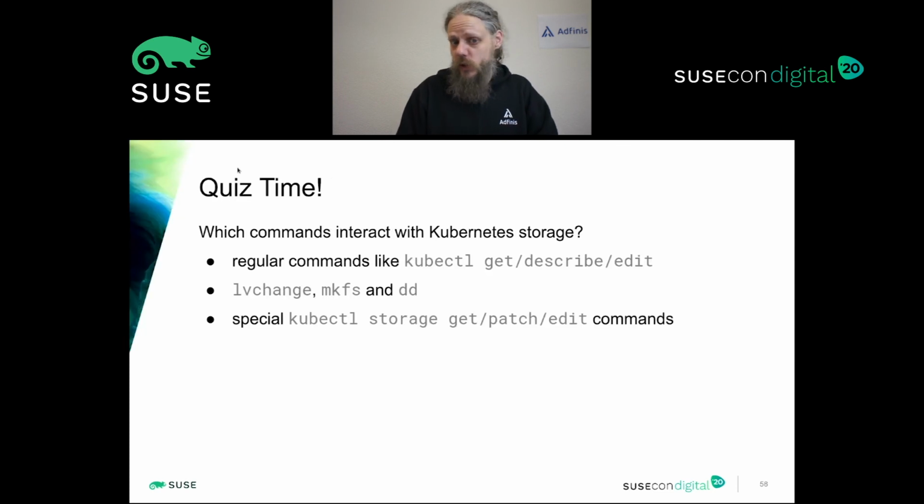With which commands would you interact with Kubernetes storage? Would you use regular commands like kubectl get, describe, and edit? Would you use lvchange, mkfs, and dd? Or would you use kubectl storage get, patch, edit commands? It's quite simple in this case. You would use regular commands like kubectl get, describe, and edit. Like everything that's in the Kubernetes API, you just use the same kubectl tooling to interact with all of it.